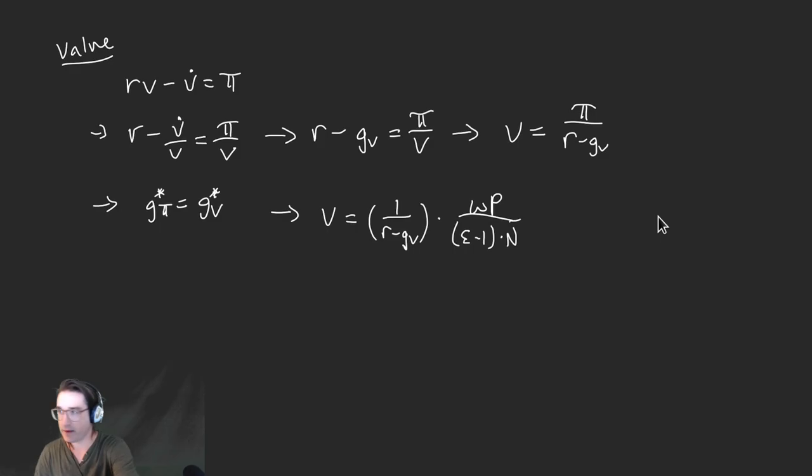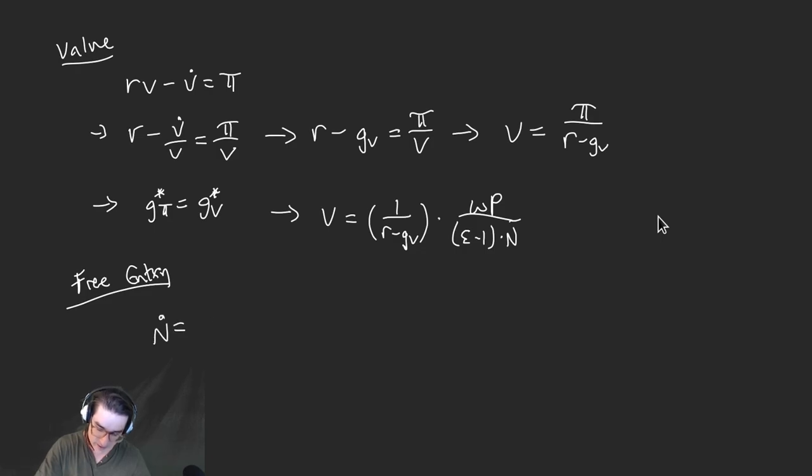Okay, and then I'm out of time, so we're not going to be able to solve the model fully, but I'll at least tell you the equation that will ultimately lead us to a solution. Once we have the value, we can plug that into the free entry condition for research. So let's bring back the production function for ideas. This is what our production function for ideas looks like.